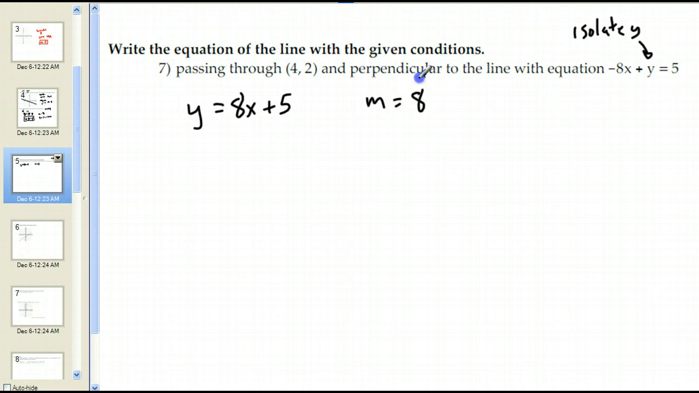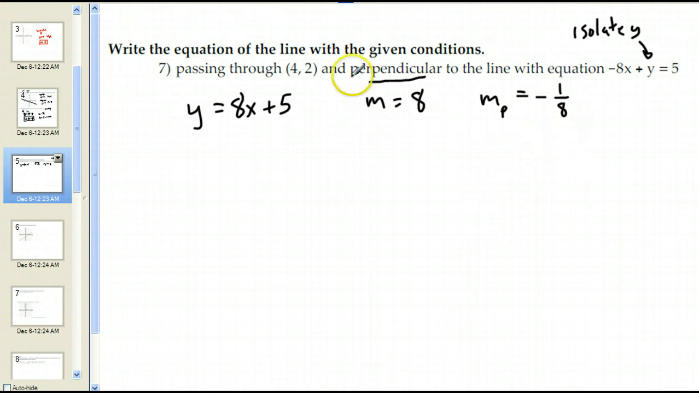Alright, now remember, to be perpendicular, I'm going to put a little p down here for the slope of the perpendicular line, that's what that little subscript p means. We want not only the reciprocal of this, the reciprocal of 8 is 1/8. We want the negative reciprocal, the opposite reciprocal. So we want negative 1/8 for our slope.